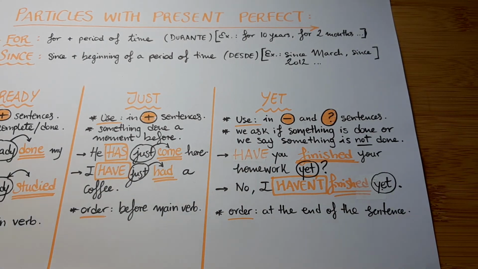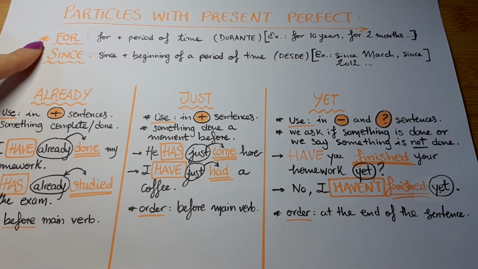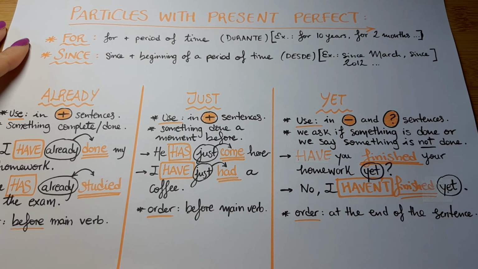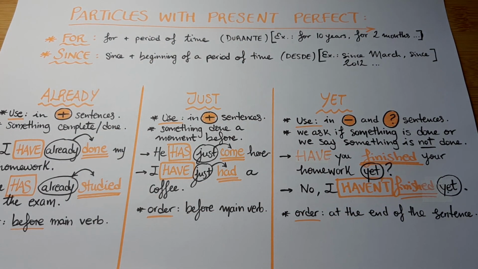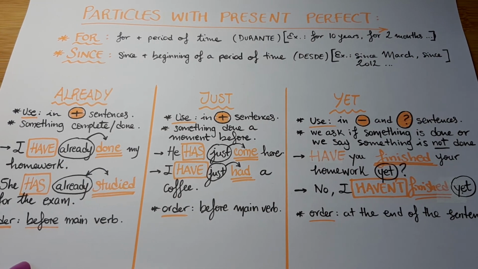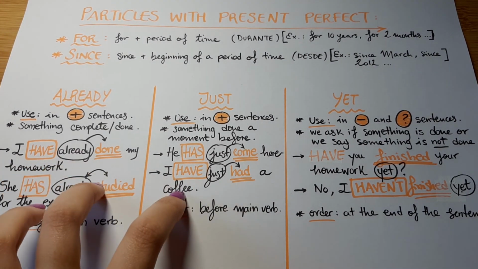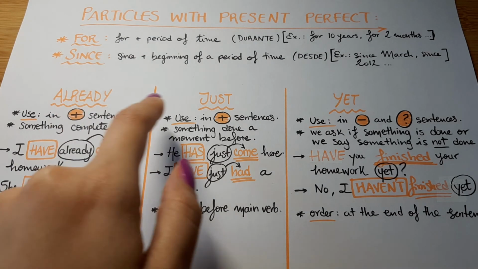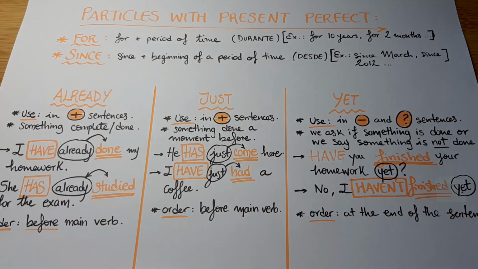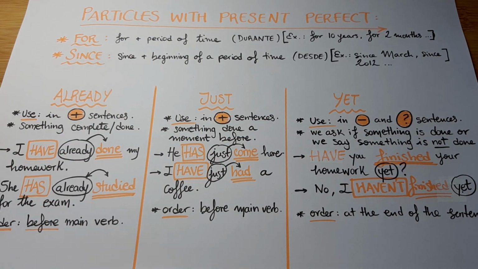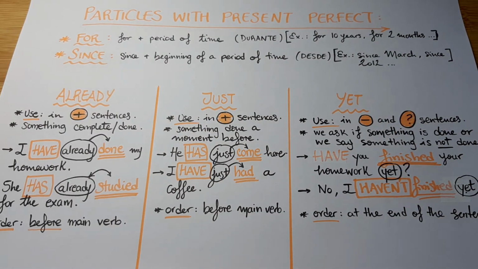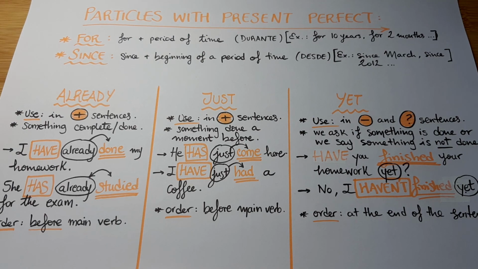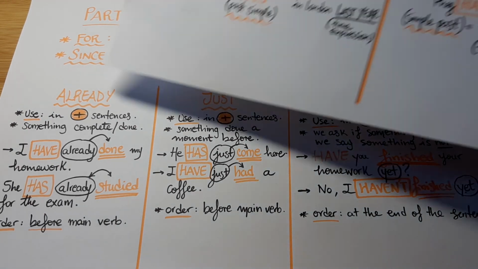The order is another difference with the other 2 particles. It always goes at the end of the sentence, as you can see here, okay? So, differences between these 2 and yet are the use in the different kind of sentences and also the order, which in this case is the same, but in the case of yet, it always goes at the end of the sentence.